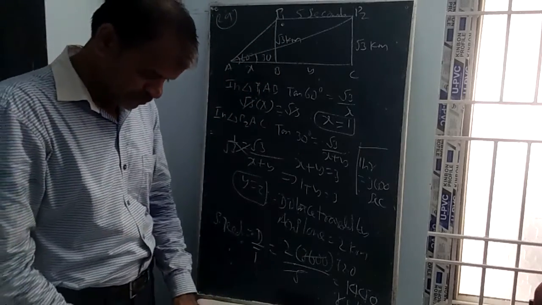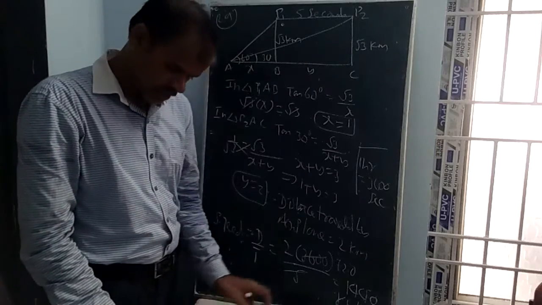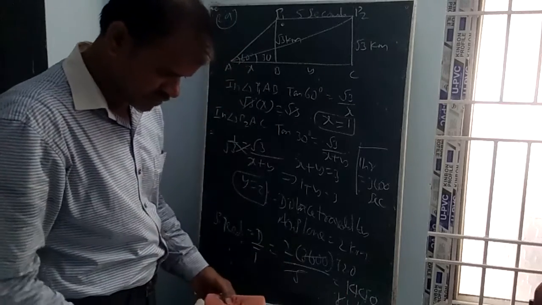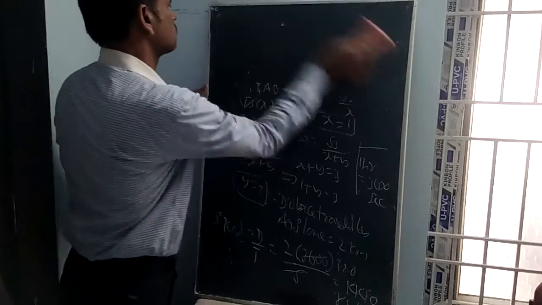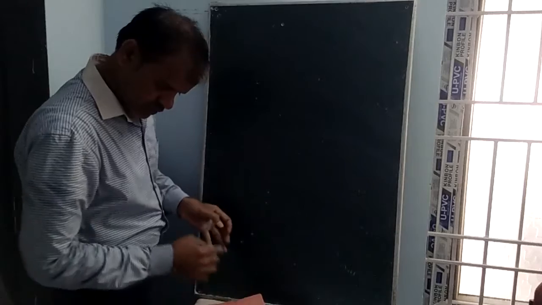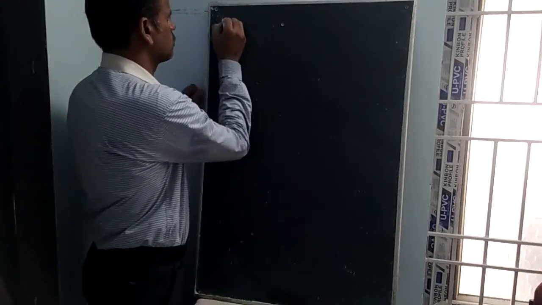Very good speed. Now let us see the 30th question. Question number 30. PQR is a triangular park. Now it is 31. Now 30th question.